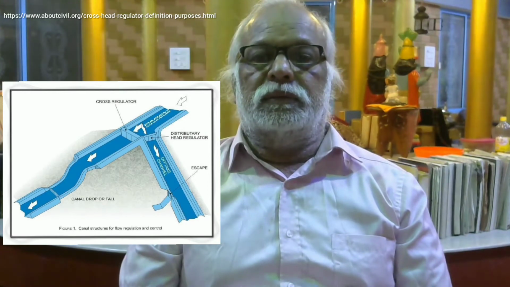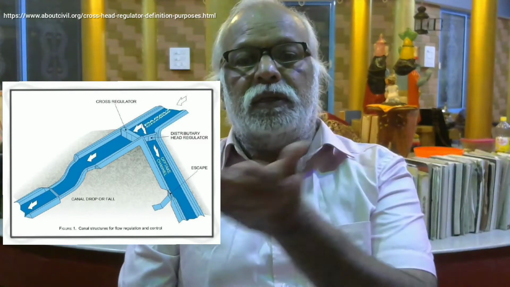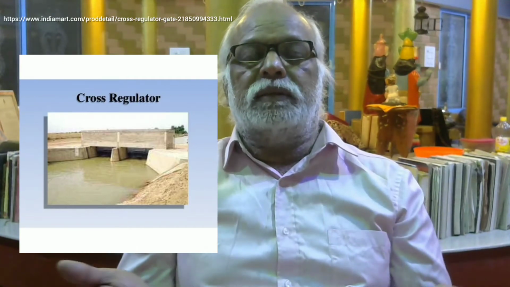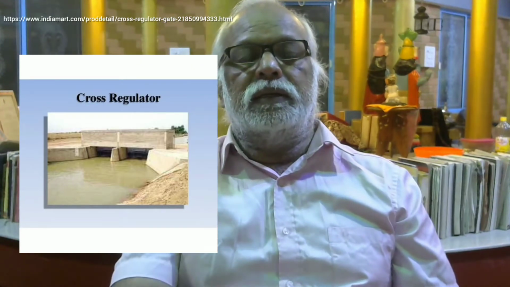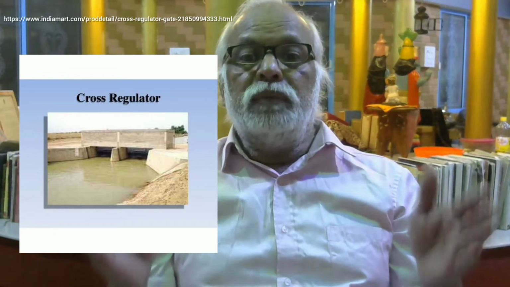Canal regulator. When does it come into the picture? When a road or a natural drain crosses the canal, the canal is at the lower part and over that you have a road. So the canal is flowing underneath the road. That part of the road shall be supported.